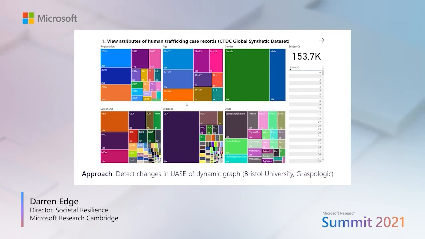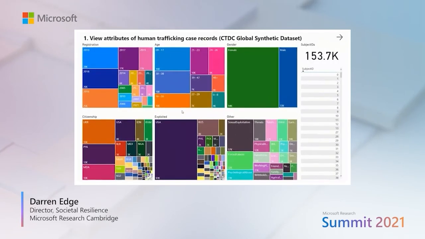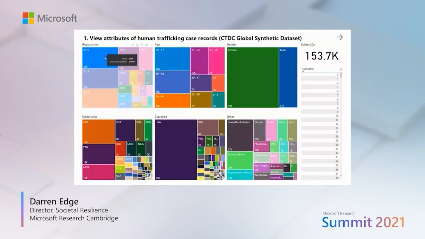So we model the problem as a dynamic graph of attribute combinations. And we use a technique developed by our collaborators at Bristol University called Unfolded Adjacency Spectral Embedding, or UASE, to look for meaningful changes in this graph structure. This is something that we're working towards building into our Graspologic toolkit for graph statistics, making available on GitHub later this year. So let's now have a look at how this works. And we're using the synthetic data set from CTDC to create this shareable example. So here we are. This is a standard way of looking at data in a tool like Power BI. We're summarizing it in terms of various attributes.